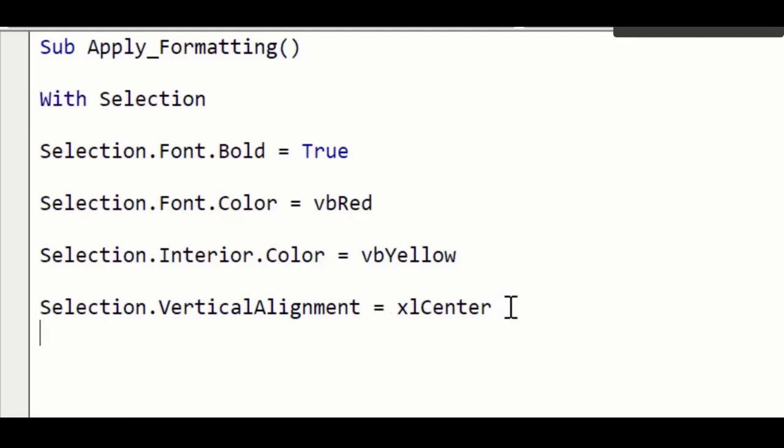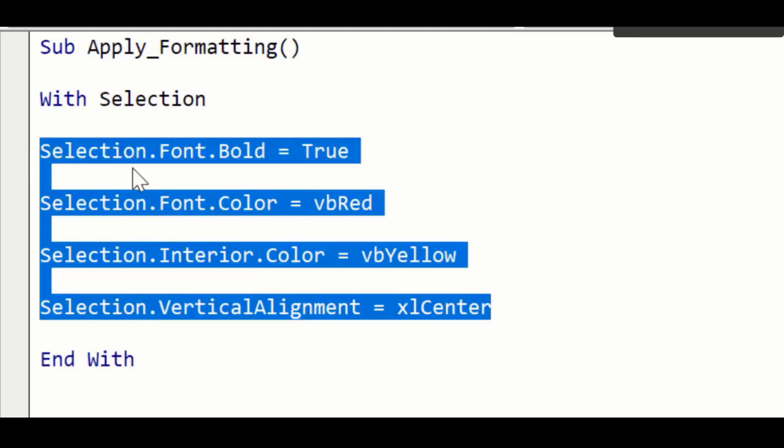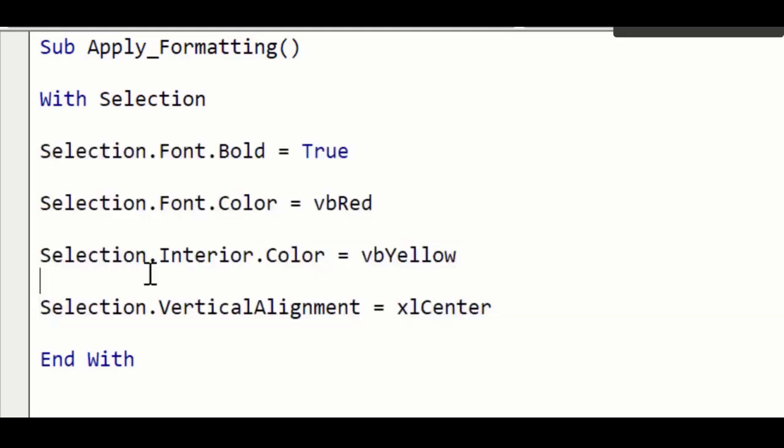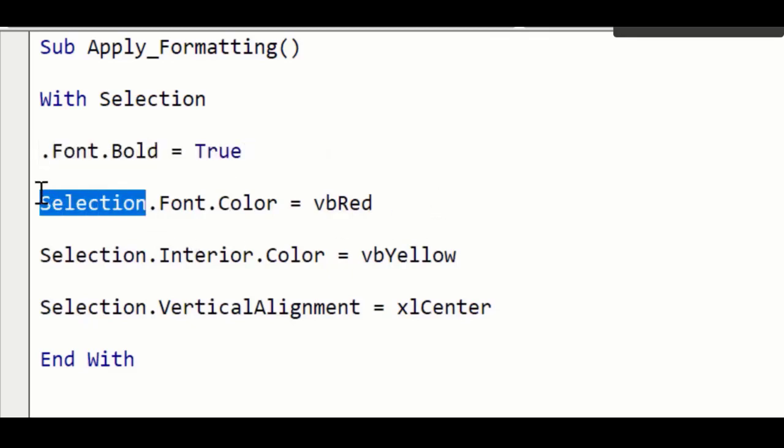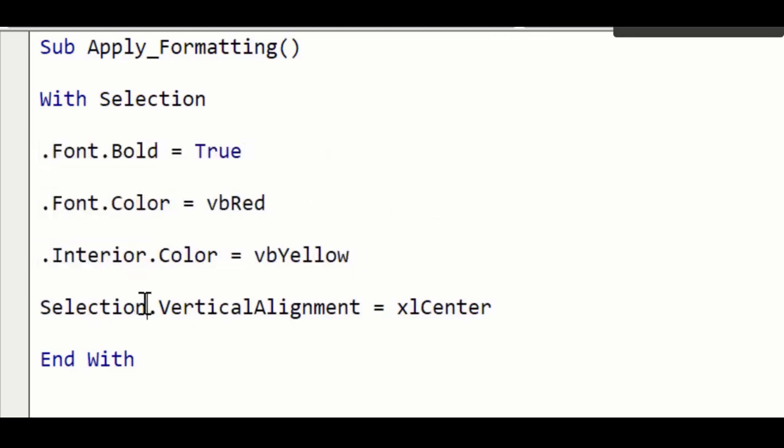So I'll use with selection, and here I'll use end with. When I start with selection here and use end with here, it tells VBA that all the lines of the code that I have written between these statements refer to the selection. So I'll delete this selection keyword from here.